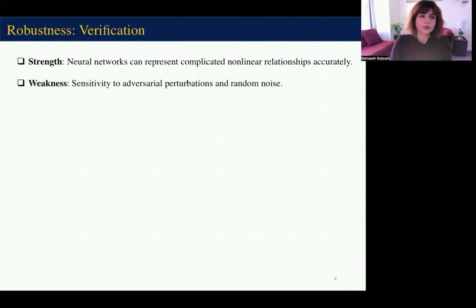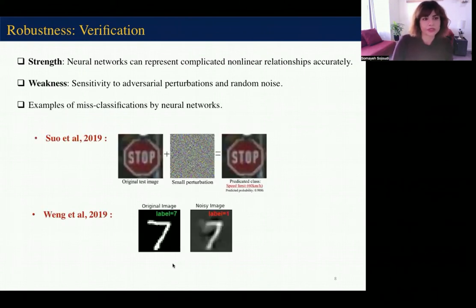But why do we use neural networks as classifiers? One reason for their popularity is that they can represent complicated nonlinear relationships very accurately. But the downside of these classifiers is that they are sensitive to adversarial perturbations and random noise, which could result in misclassifications. These are some famous examples of misclassifications by neural networks. They show that small perturbations and noise applied to the images resulted in wrong predictions.